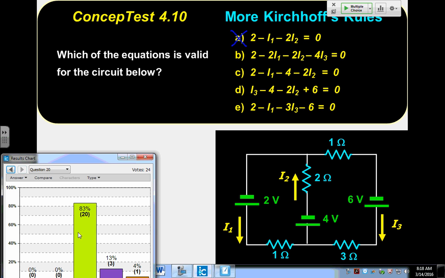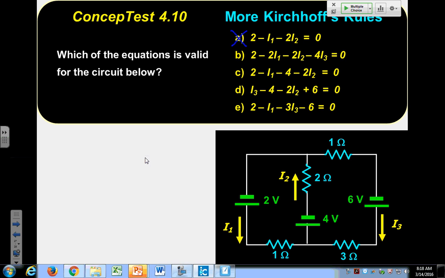All right, good. Yeah, C is right. Let's look at C. We're looking for the correct answer. I have 2 minus 1I1. I know it's I1 because I1 moves through this branch of the circuit. Minus 4, so it's right there, minus 2I2. So that is the correct answer. It's very much like A, except it has the minus 4.